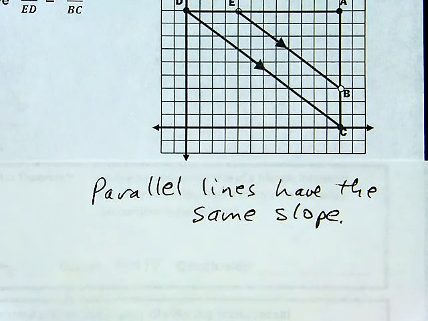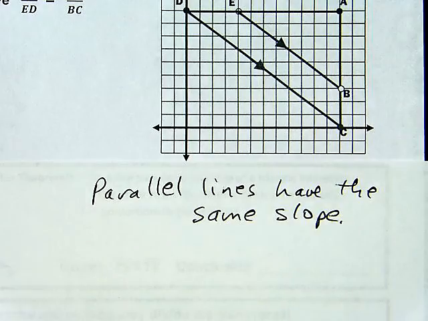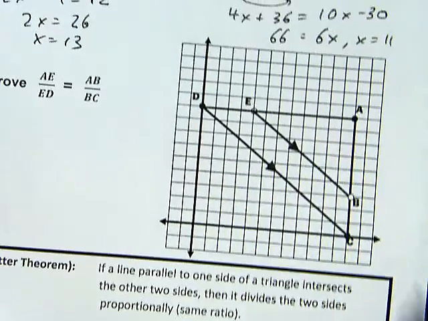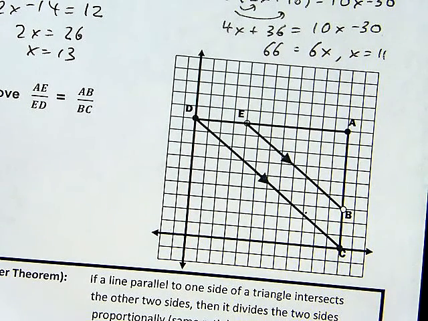Okay, I hope that sounds familiar. But if not, then it's something new for you and you need to know it. Parallel lines have the same slope. So let's go ahead and double check that. Let's check the slope for EB and the slope for DC.